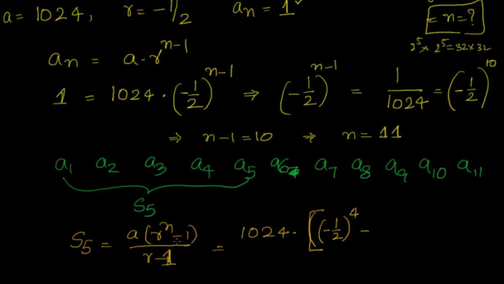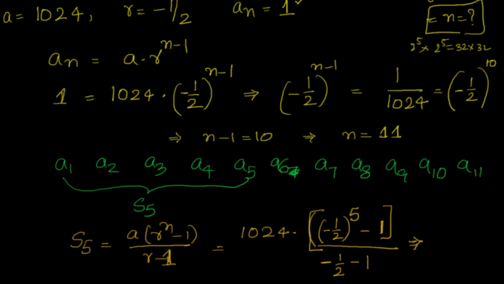The formula is r to the power of n minus 1, so it should be 5 only, because the formula is r to the power of n. Now what is the value of n there? N value is equal to 5. Minus 1 by 2 whole to the power of 5 minus 1, divided by r minus 1, that is minus 1 by 2 minus 1.